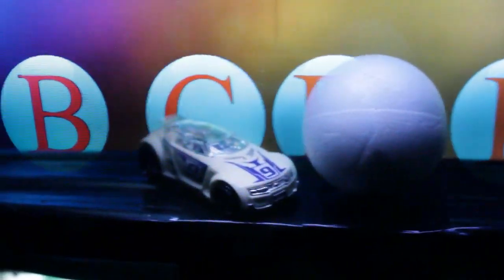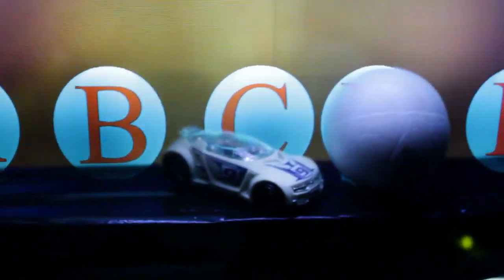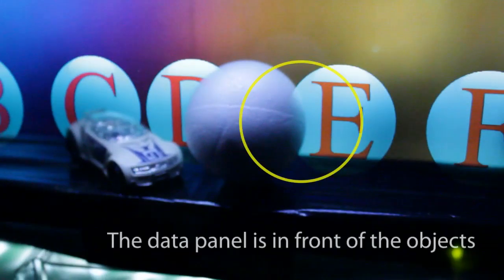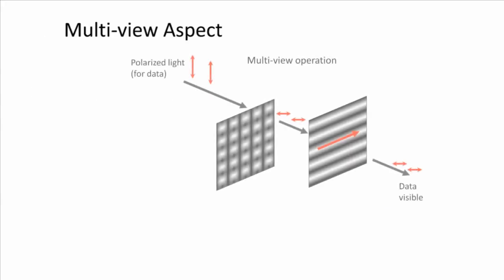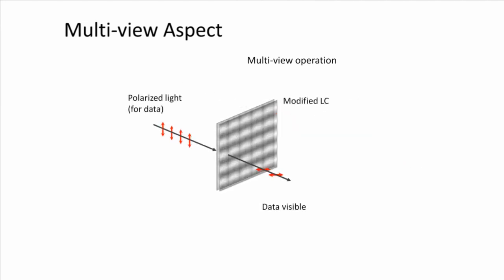The objects are illuminated by unpolarized light from above and are visible all the time. The data LC panel is in front of the objects, and its content becomes visible due to polarized light from behind. As seen in the video, polarized light can be used to display data on the modified data panel LC.